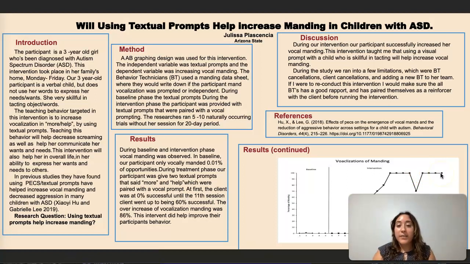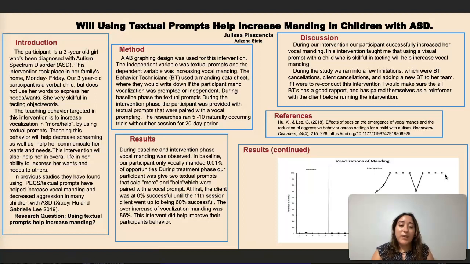So I did find that this intervention was successful. It did help increase her vocal mands, which is what we wanted, and it looks like it did its job. Some limitations that we encountered during this intervention were a lot of BT call-outs, BT cancellations, client cancellations, and having that new BT join her team.